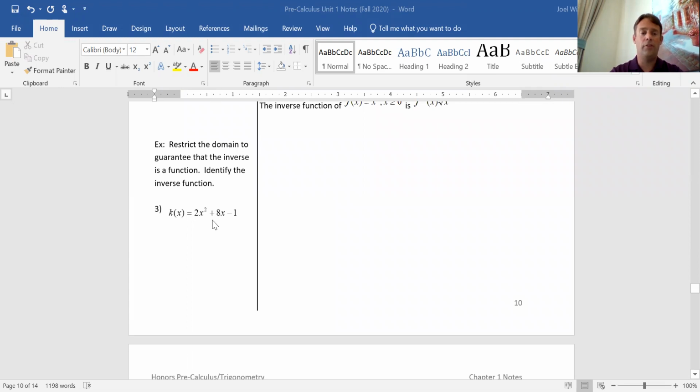Well, it's something kind of like this. Let's take this function right here, 2x squared plus 8x minus 1. We're going to go back and do something you did both in Integrated 2 and 3. We're going to complete the square. So here's how we complete the square. So first of all, let's write our function.